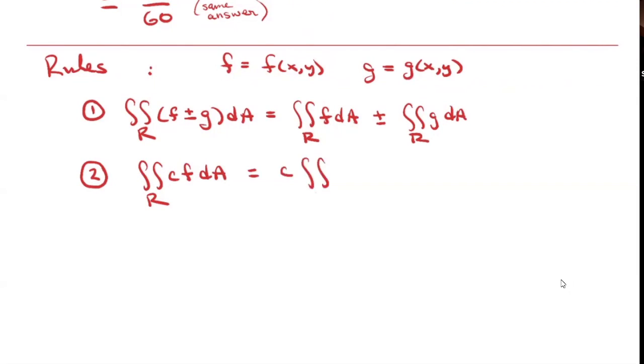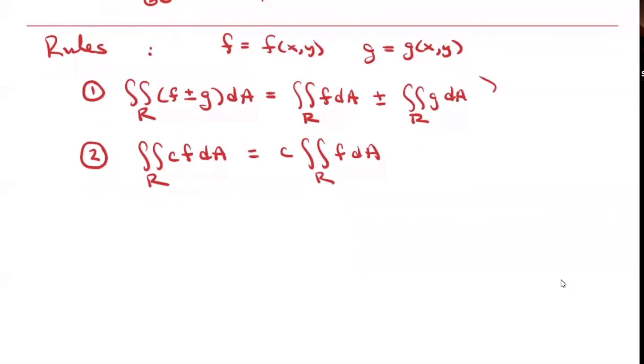Again, that's what they call linearity in math. When scalars factor out and the operator is distributed across sums and differences, it's 1 and 2. So I would have c times the double integral of f dA here. These are called linearity rules.